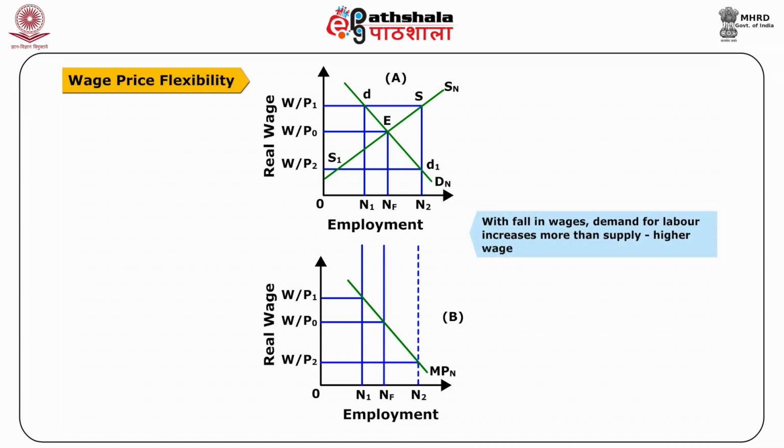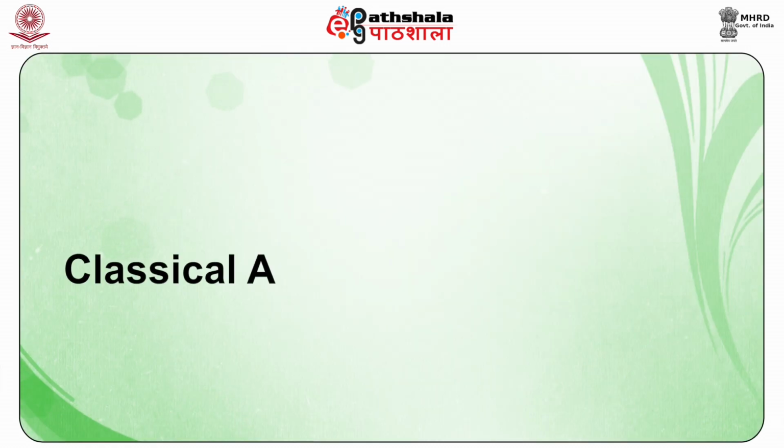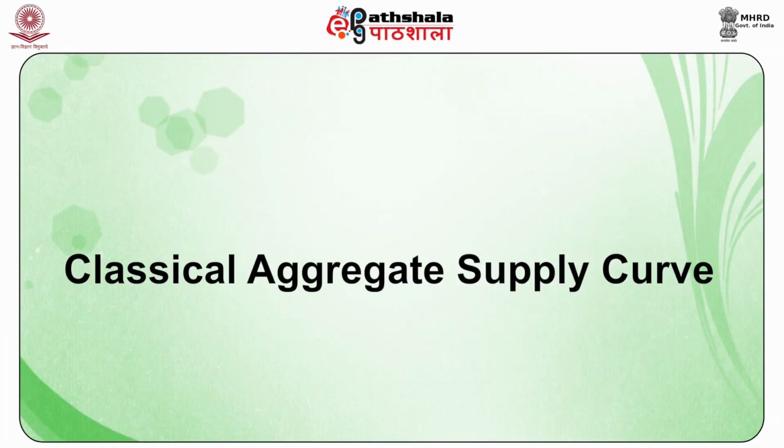Contrariwise, with the fall in the wage from W/P0 to W/P2, the demand for labor increases more than its supply by S1D1. The workers demand a higher wage. This leads to the rise in the wage from W/P2 to W/P0 and the full employment level NF is attained. Next we will discuss the classical aggregate supply curve.